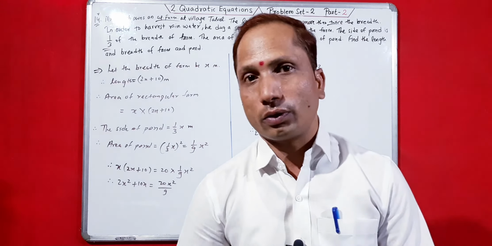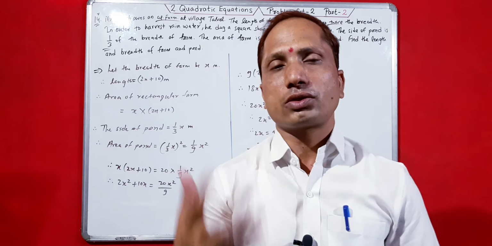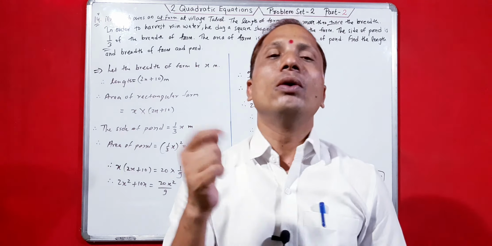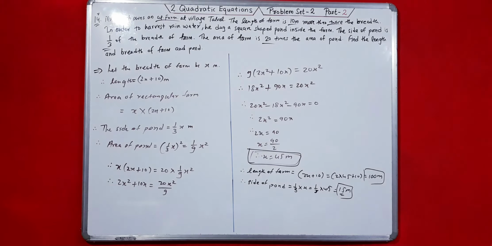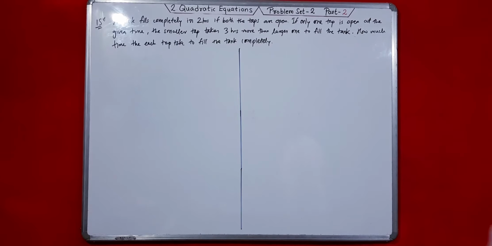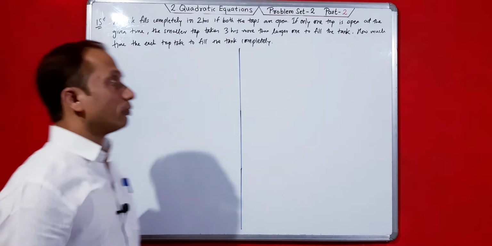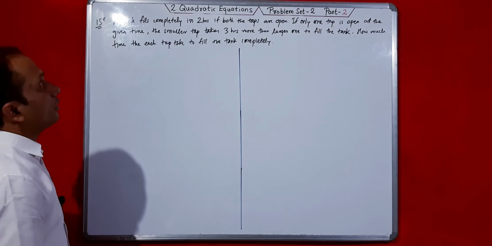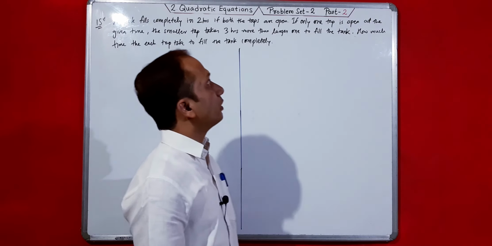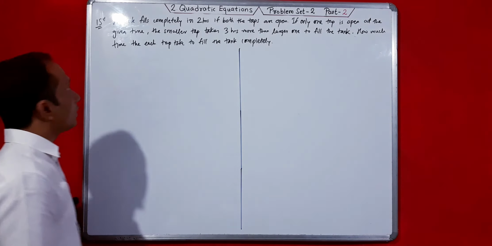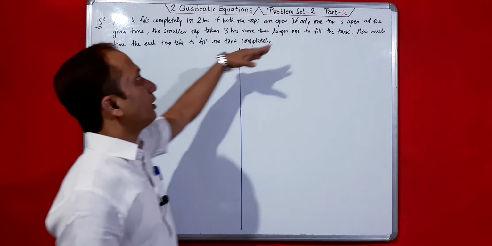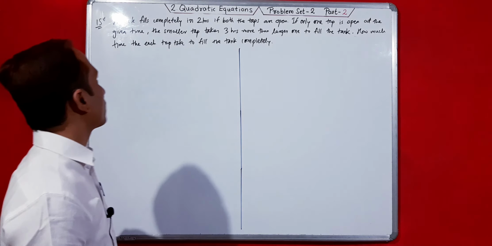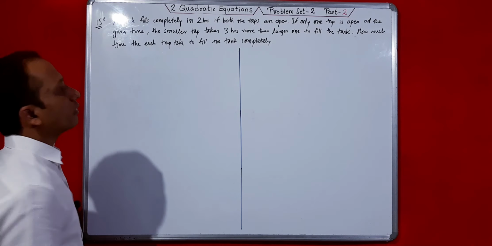We have solved it, and now we are going to solve the last question, question number 15 of problem set 2. Problem set 2: A tank fills completely in 2 hours if both taps are open. If only one tap is open at a given time, the smaller tap takes 3 hours more than the larger tap to fill the tank. How much time will each tap take to fill the tank completely?